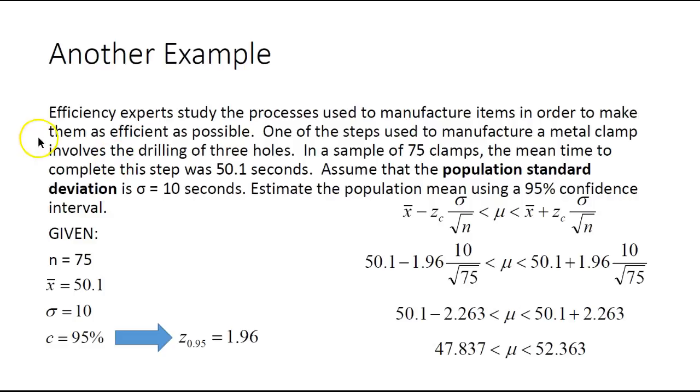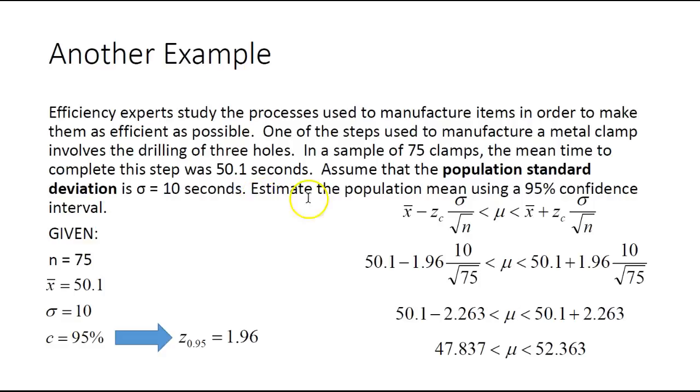So here's a second example. It says, efficiency experts study the processes used to manufacture items in order to make them as efficient as possible. One of the steps used to manufacture a metal clamp involves the drilling of 3 holes. In a sample of 75 clamps, the mean time to complete this step was 50.1 seconds. Assume that the population standard deviation is 10 seconds. Okay, so that's a pretty big standard deviation here. So this 50 seconds can vary a good bit based off of that.